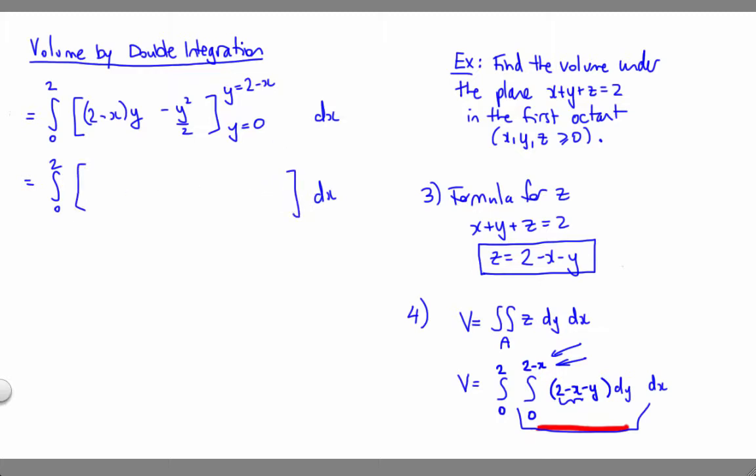So let's sub in y equal 2 minus x. That's going to give us 2 minus x times another 2 minus x. So maybe we should just call that 2 minus x all squared, minus 2 minus x all squared over 2. And then we need to subtract off what we get when y is equal to 0. Well, fortunately, when y is 0, both of those terms are going to be 0. So I'm just going to say minus 0.